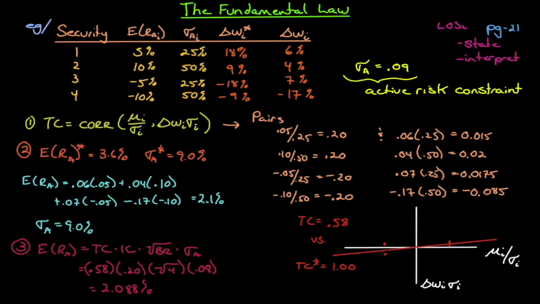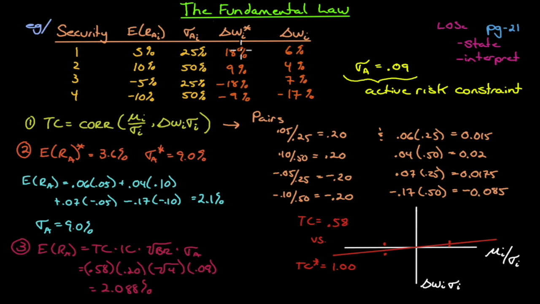All right, well, let's walk through a problem then. Let's see it all in action. How does this work? Security 1, 2, 3, 4. Remember that we had our estimate, our expected active return, 5%, 10%, -5, -10. And we had the standard deviation of each of these assets, the active risk of each security, 25%, 50%, 25, and 50. So our optimal active weights, we said, were 18%, 9%, -18, and -9. These are active weights, optimal.